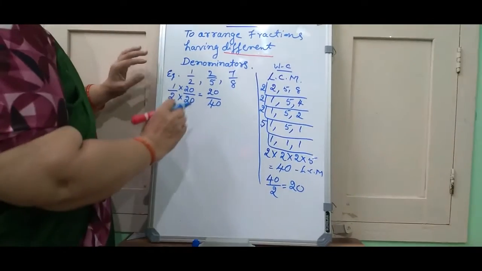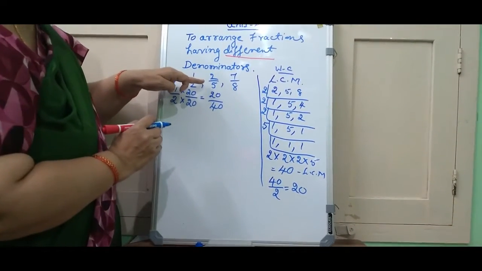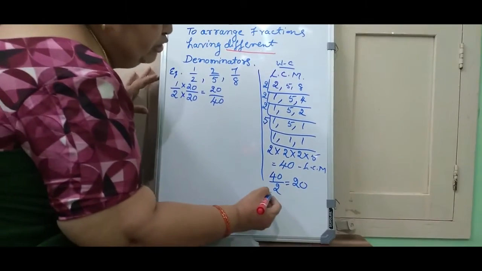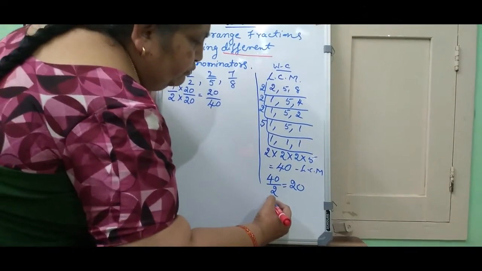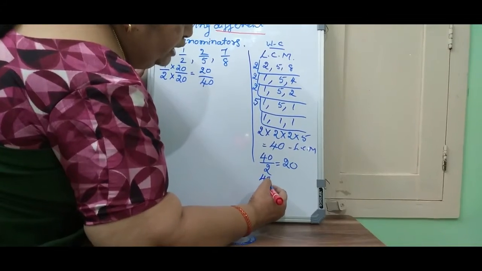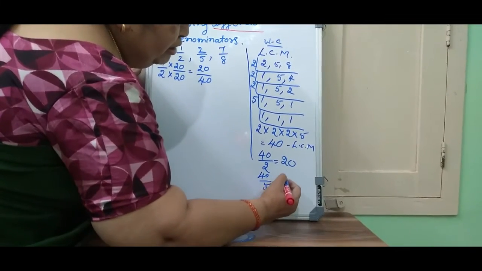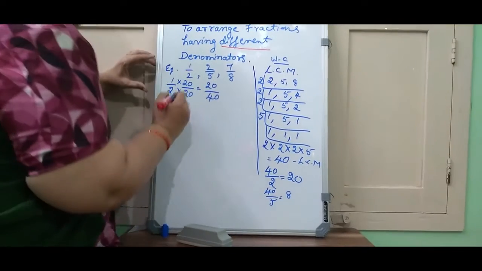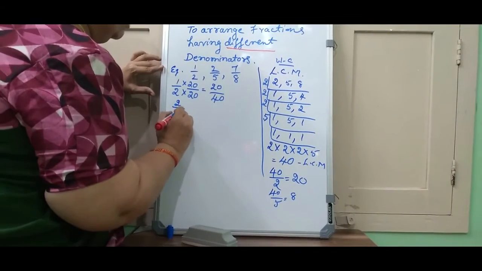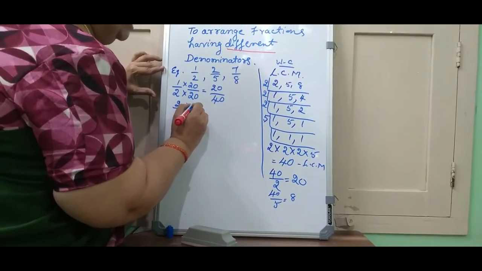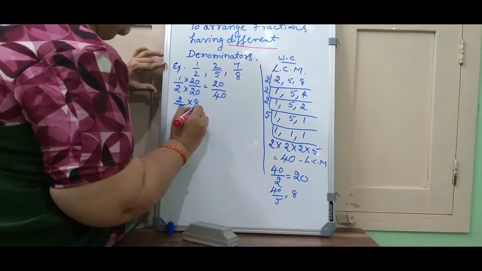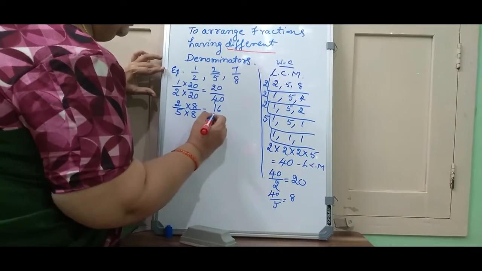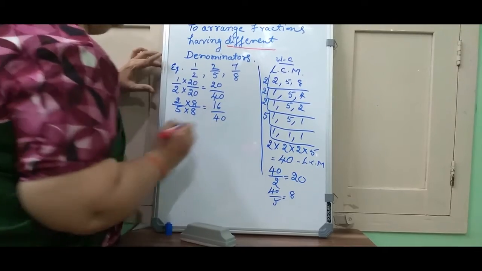And again, next let me consider the second one, that is 2 by 5. Again 40 must be divided by 5. 40 divided by 5 is 8. So you are getting the number 8. So I will write here the second fraction and I will multiply the numerator and the denominator by 8. 8 twos are 16 and 5 eights are again 40.